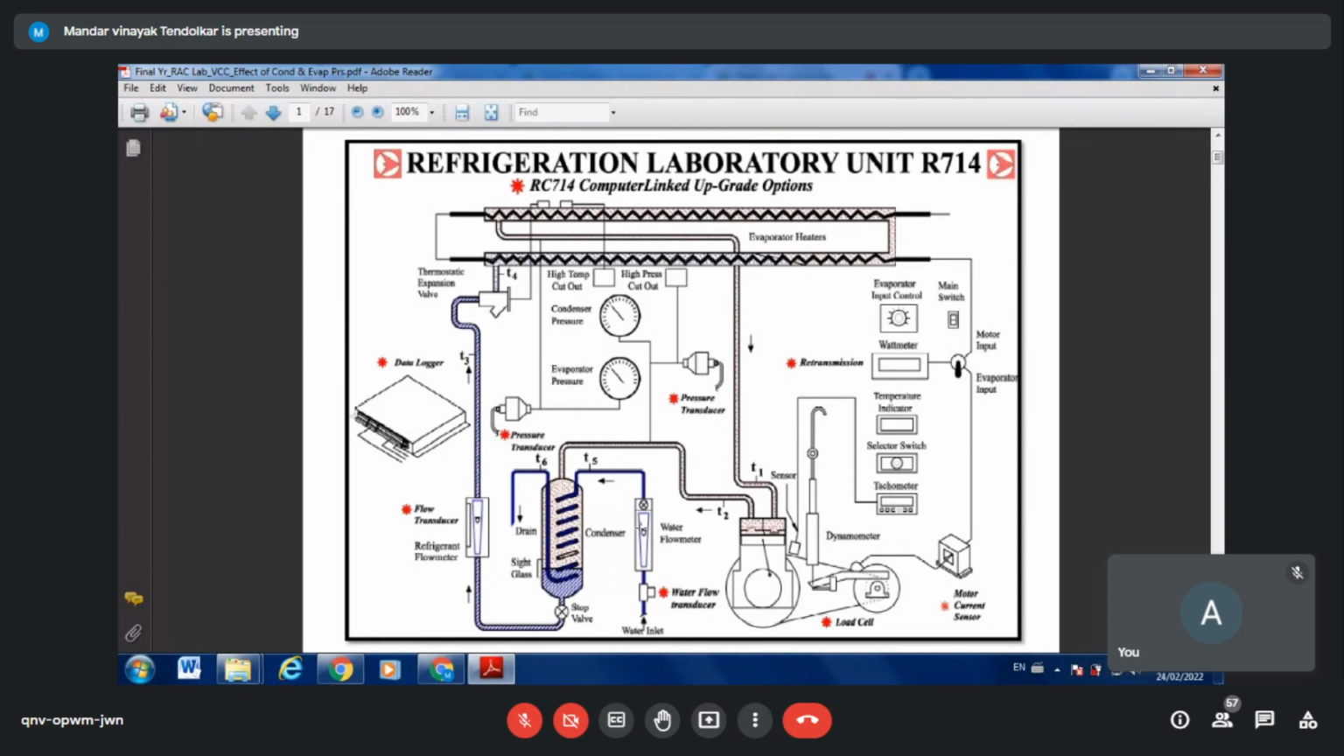Sir, we can increase the temperature of the water inside the condenser. How? Sir, there is no heater here. The schematic is in front of you. I have only one heater, that is the evaporator. So that is why one knob. This is motor input. This is evaporator input. And there is another power supply that is towards this motor. It's coupled with the dynamometer and the shaft of the compressor.